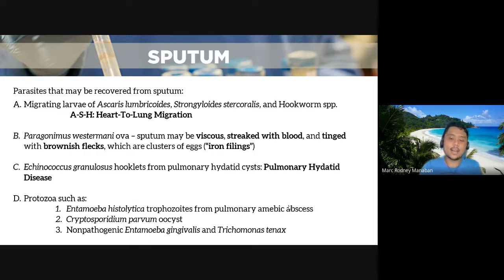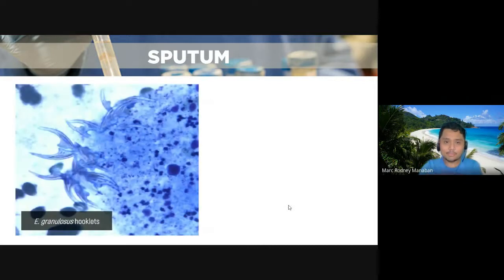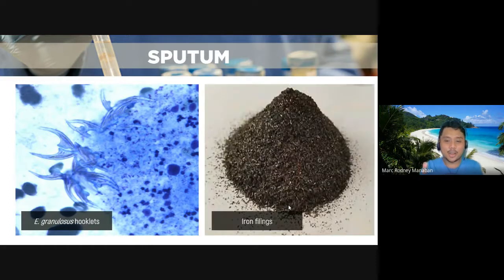All right. Now we go to processing. Here is a picture, sorry. You have an example of your hooklets of Echinococcus, and you have the iron filings. I have not seen sputum with iron filings.